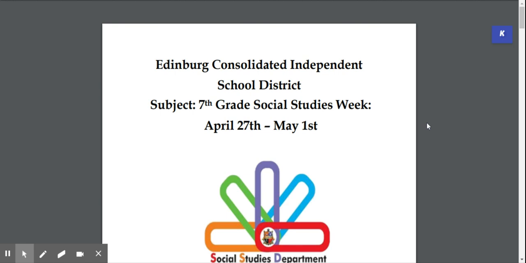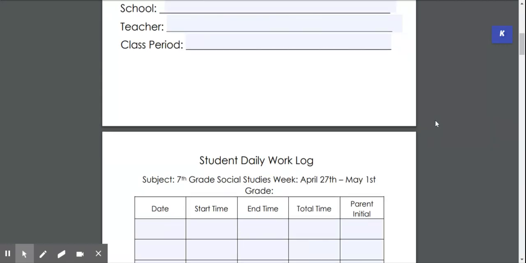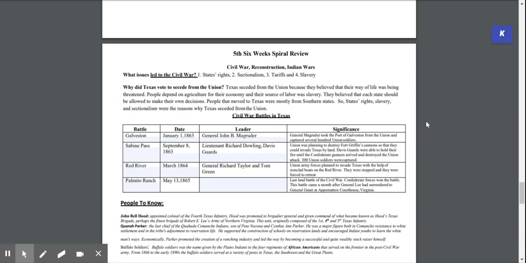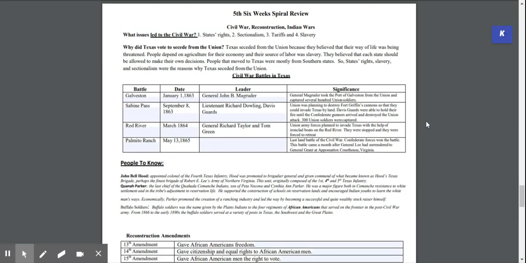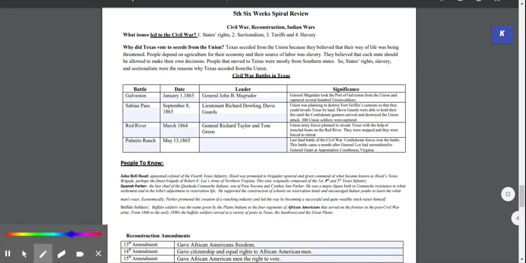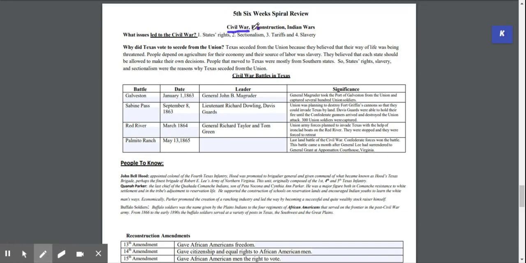For today's history assignment for this week, for April 27th through May 1st, we're going to be breaking this up into two different assignments. So I want you to go ahead and open up your packet to the page that looks like this, and I'm going to read it to you. Today we're going to be working on the first assignment. So this is going to be working with Civil War, the Reconstruction, and the Indian Wars. Follow along as I read this to you.